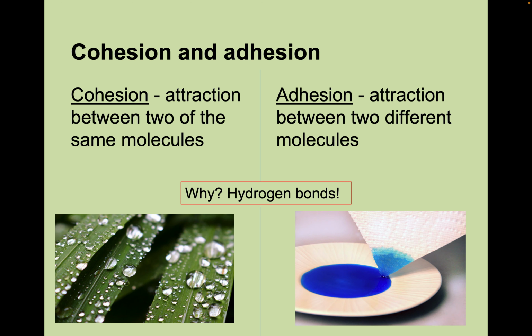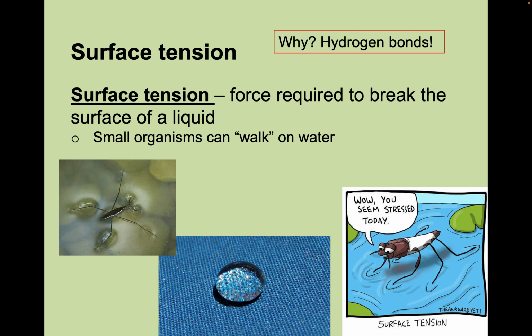Cohesion is when 2 of the same molecules bond together. Adhesion is when 2 different molecules bond together. This is hydrogen bonds. So if you see water droplets, that's cohesion because it's water sticking to water. If you see water sticking to a paper towel, that would be adhesion because it's water and towel, 2 different things. They're the same idea, just cohesion is the same, adhesion is 2 different. Why? Hydrogen bonds.